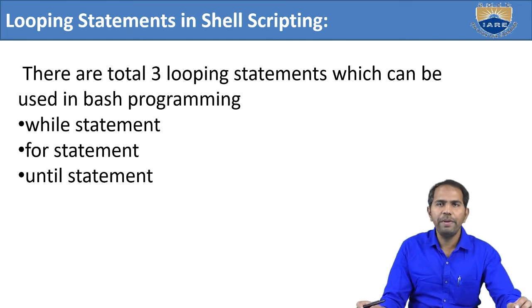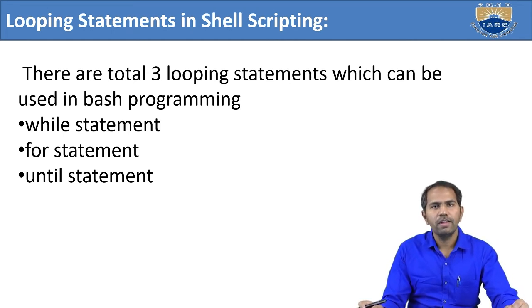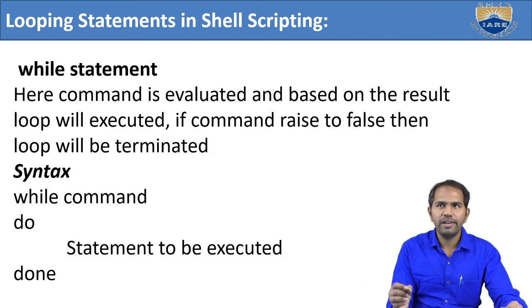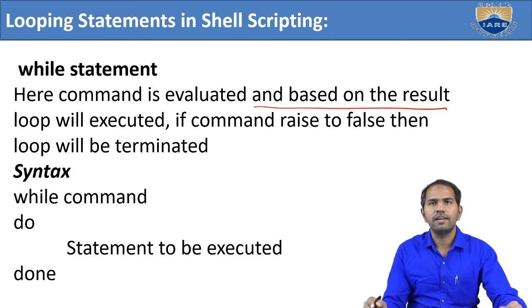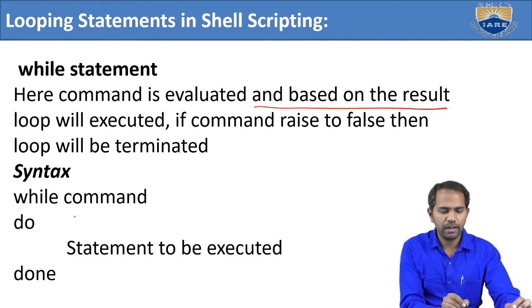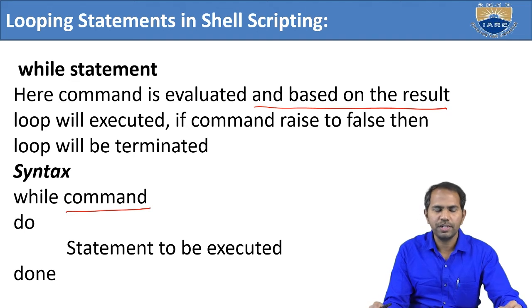Under looping, we will study three looping statements. The first one is the while statement. Here the command is evaluated, and based on the result the loop will be executed. Simply put, if the command results in false, then the loop will be terminated. So here, write while, then the command, which is an expression that has to be true.